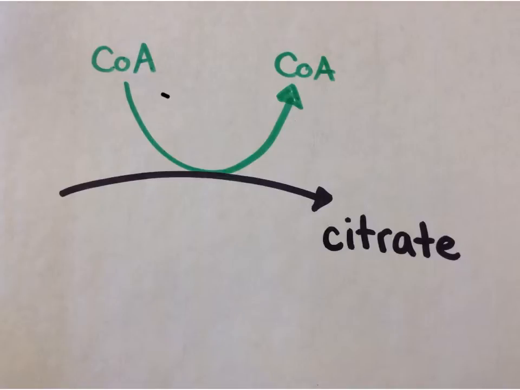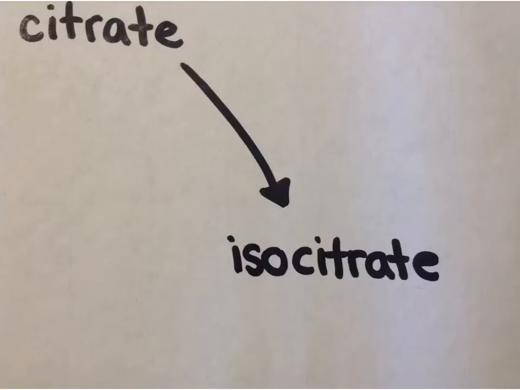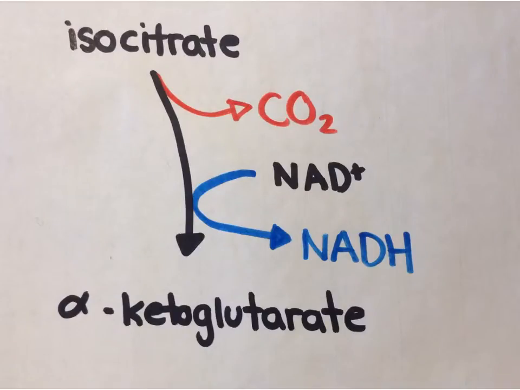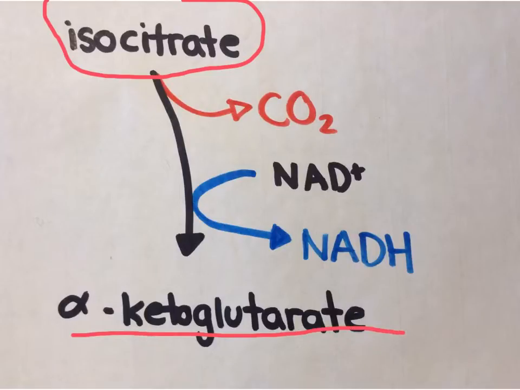The product of pyruvate oxidation, called acetyl-CoA, reacts with oxaloacetate to form citrate. Yay! Citrate undergoes isomerization and creates isocitrate. A redox reaction oxidizes the isocitrate and becomes alpha-ketoglutarate, which also releases CO2. An NAD+ ion reduces to become an NADH energy coenzyme.